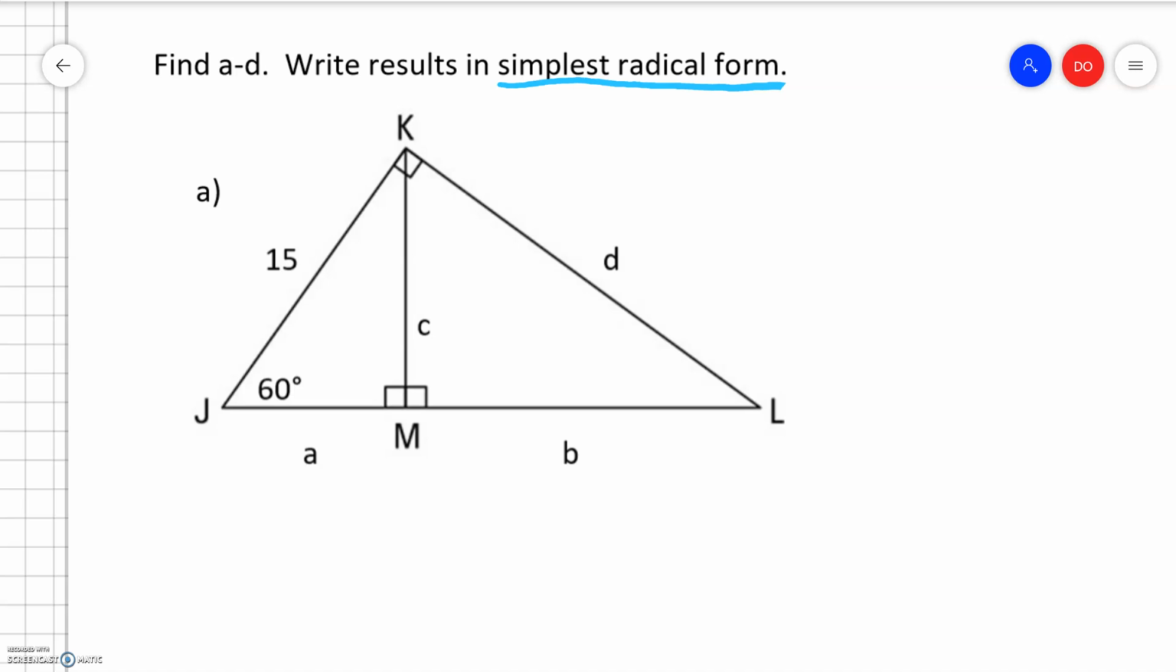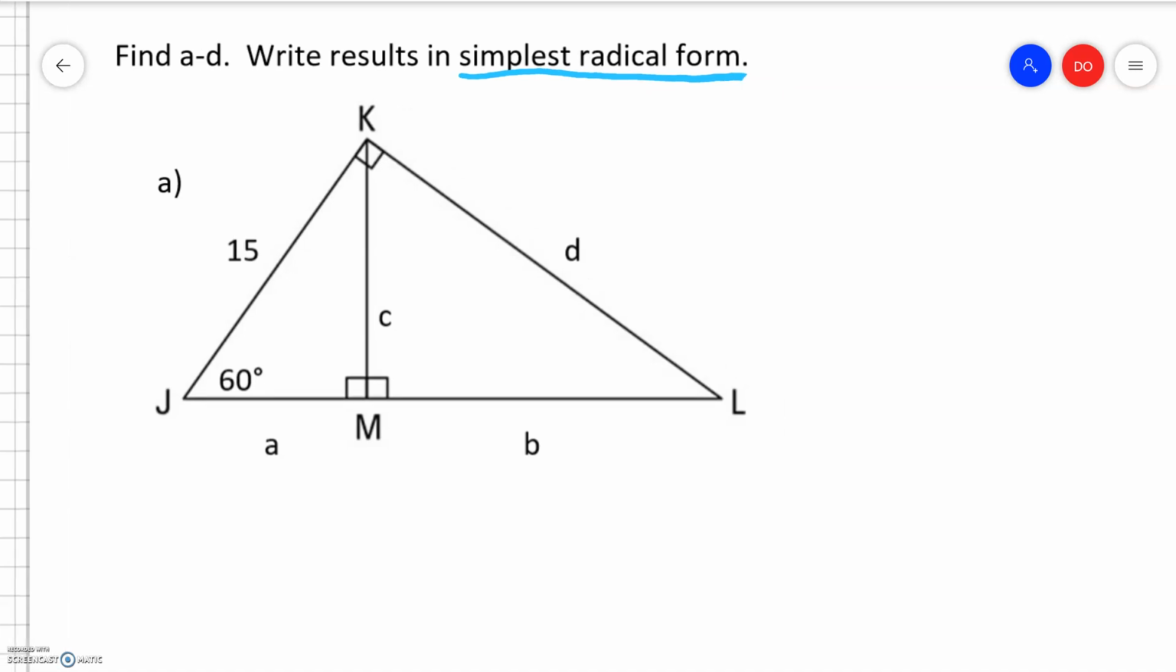Hello everybody, we're going to use what we know about 30, 60, 90 triangles and 45, 45, 90 triangles, hopefully inside of this drawing, and we're going to calculate missing measures. Hello again, we have a multi-step problem here where we're going to use the info about a 30, 60, 90 triangle in order to come up with missing measures inside of this triangle.